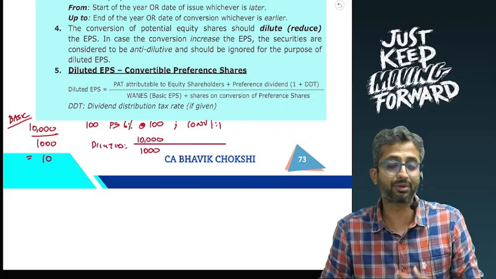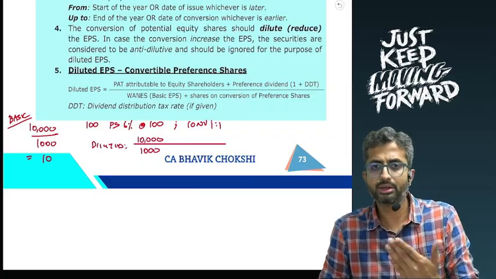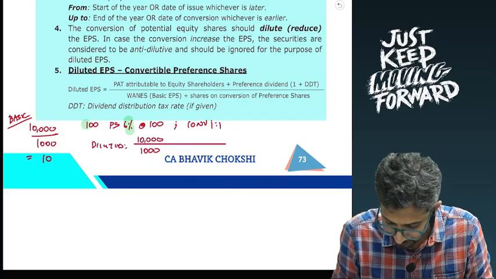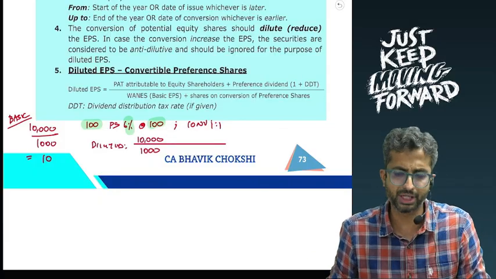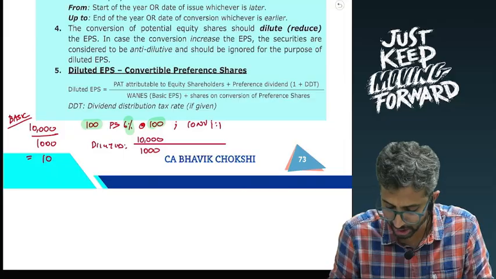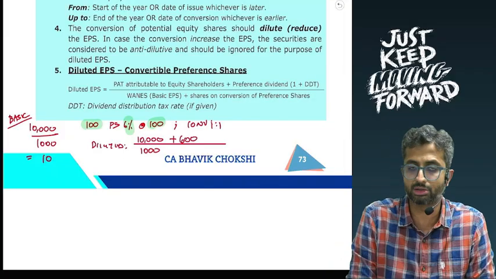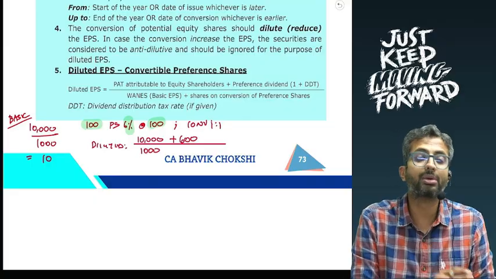If you assume that these preference shares had converted, then I don't need to pay them any preference dividend. So 6% of, let us say 10,000, that is the total face value, is 600 rupees, which will be your saving. So in the numerator, you will add back 600. If preference shares were converted, there will be a 600 rupees saving.